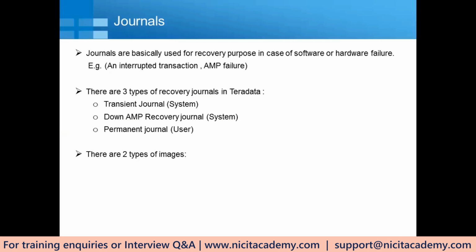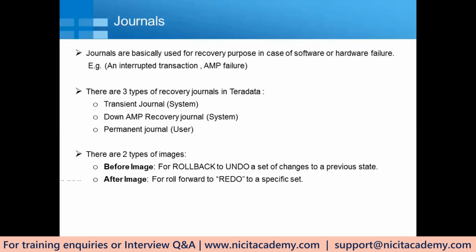We also have two types of images: one is the before image, and another is the after image. Before image means, for example, you are going to update some record. Before updating it, you take an image snapshot. That is your before image. Rollback or undo operations can be done using the before image. After image means what the new data will be after you update. Whenever we want to do redo operations instead of undo, you can go for the after image. So these are the two types of images available in Teradata.